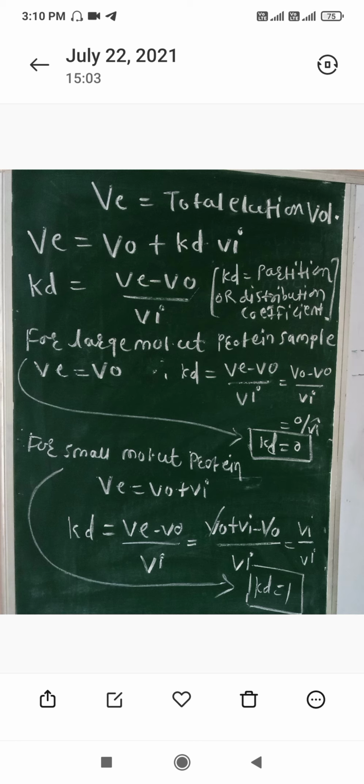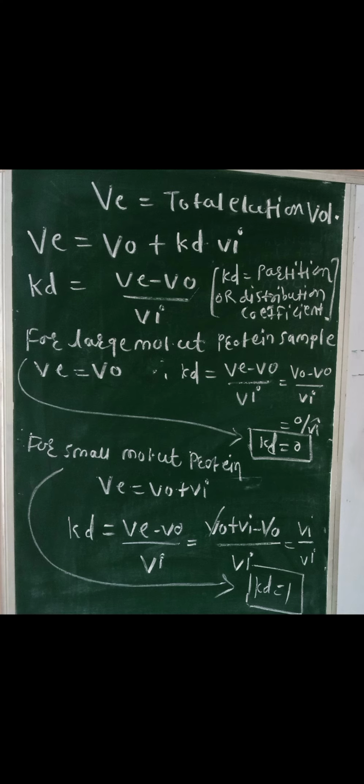So the Kd value 0 is for the large molecular weight protein, because the volume accessible to them, or the volume experienced by that large molecular weight protein, is equal to V0. It is the volume present outside the gel. It is the volume of the mobile phase present outside the gel.